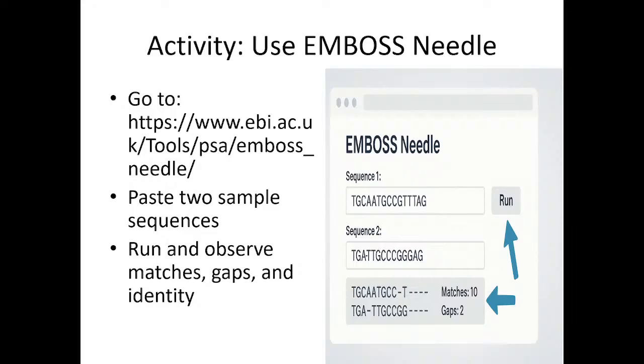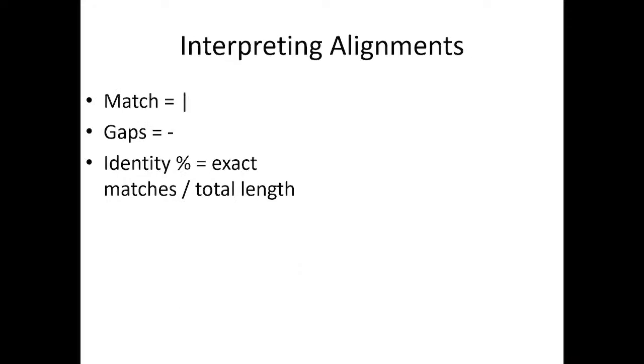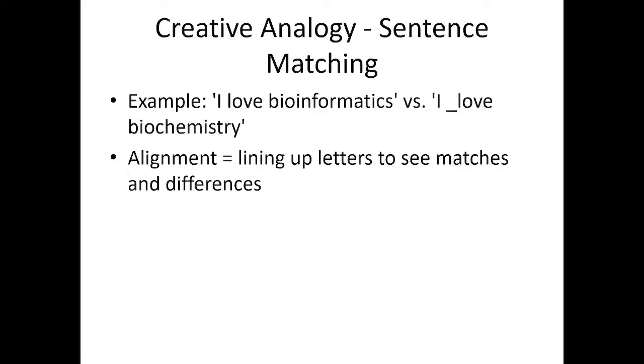By the time you run, you will start observing whether there are matches or not. You will also be able to discover the gaps. I told you, whenever there is a match, it will be recorded as 1. If there is a gap, you record it as minus. If the identity percentage is high, 99%, that means it is exact. And the number of matches over the total length gives you the identity.